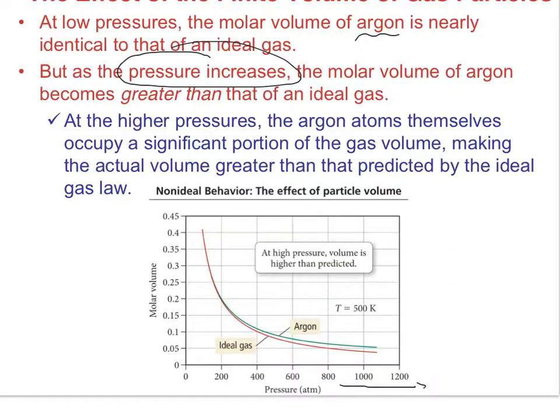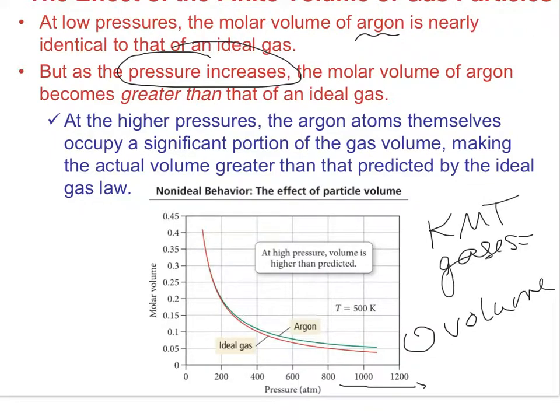remember one of the assumptions of the kinetic molecular theory is that the gases themselves have zero volume. In other words, the gas particles themselves take up negligible volume compared to the volume in between the gas particles. But as we increase pressure, what do we do? We're squishing gas particles closer and closer together so that their volume becomes significant. And so the volume of argon, for example, at high pressures becomes, and that's the green line, higher than it is supposed to be. The volume of the particles themselves becomes significant at higher pressures.